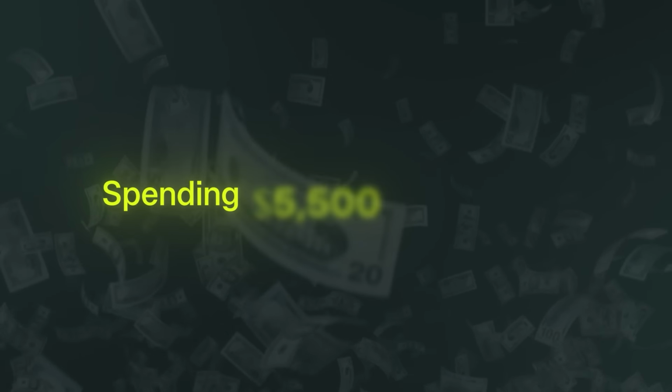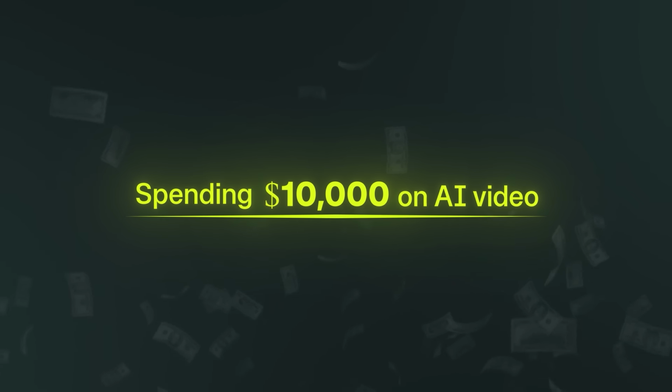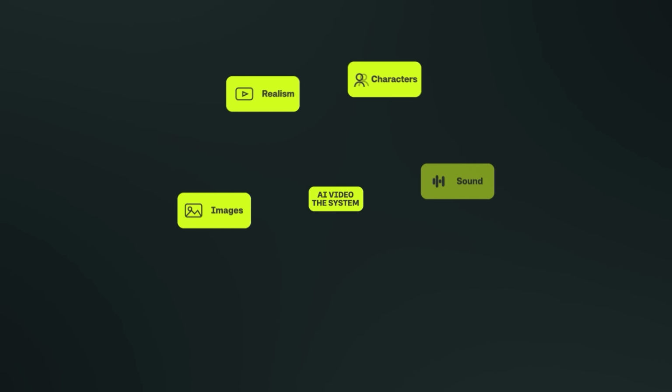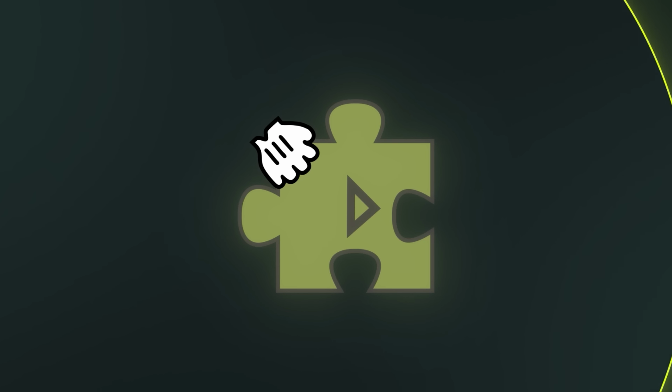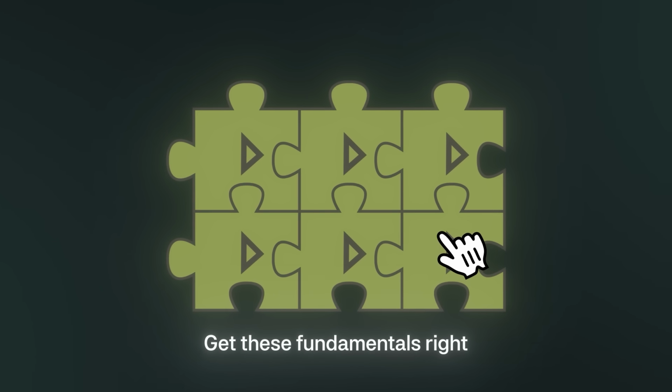So that's everything I've learned from spending $10,000 on AI video. Images, realism, characters, sound, editing, credits, it's all connected. And once you get these fundamentals right, everything clicks.